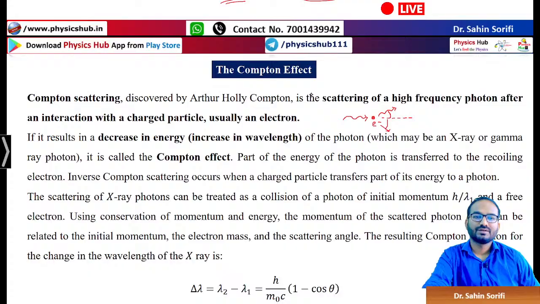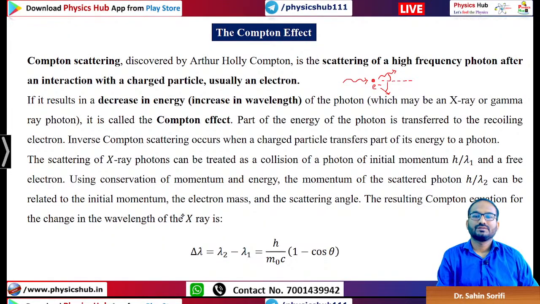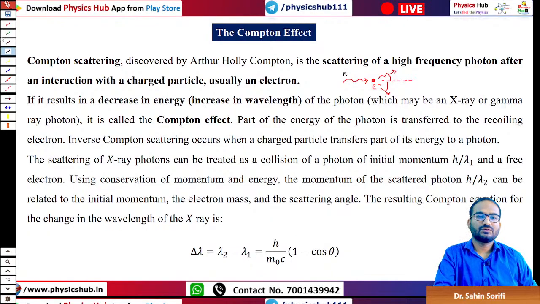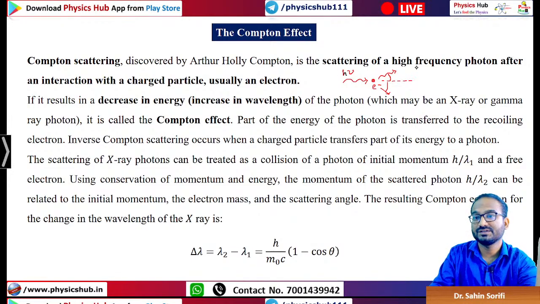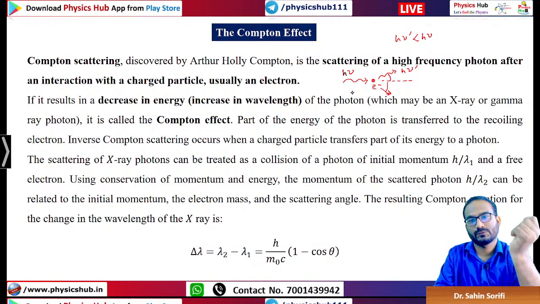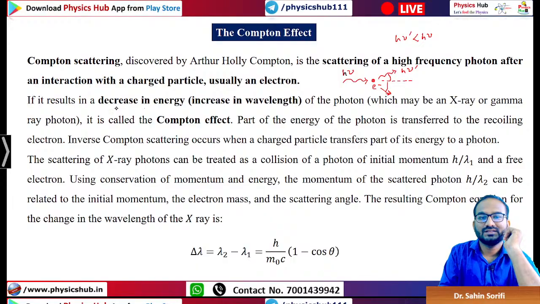Let's go for this Compton effect. So you see, you send a photon and it will experience scattering. Obviously it will lose some energy, so its frequency will be changed, let's say h nu prime, and obviously this h nu prime will be less than the original energy. Because this electron was at rest initially and it is getting scattered in some direction, it is gaining the energy which is being lost by this photon. So it results in a decrease in energy.